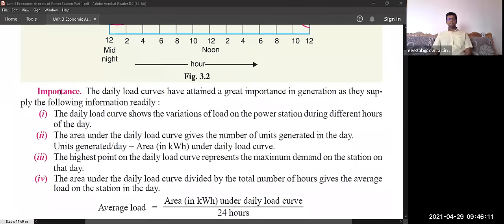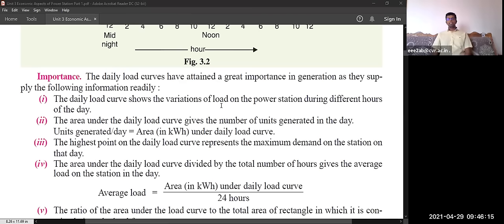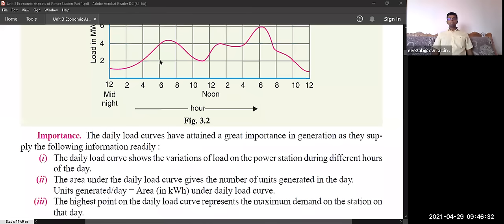And also, what is the importance? This curve shows the variation of the load on the power station during the different hours of the day. So variation of the load in the different hours, we can easily analyze from this curve. And the area under the load curve gives the number of units generated in a day. So the maximum demand is nothing but the amount of power generation. So that is somewhat equal.